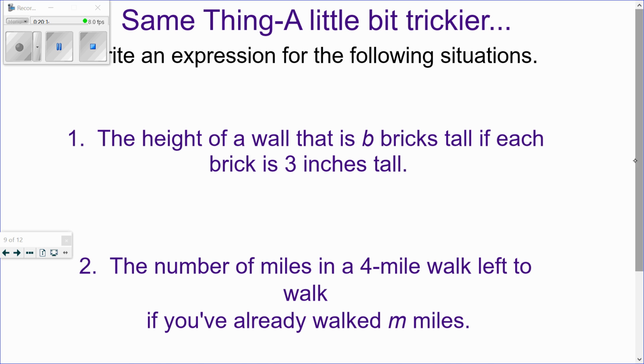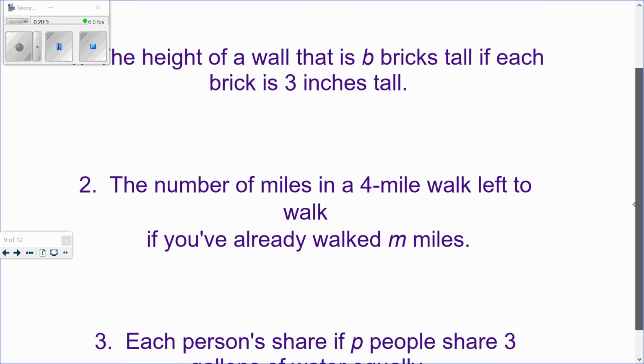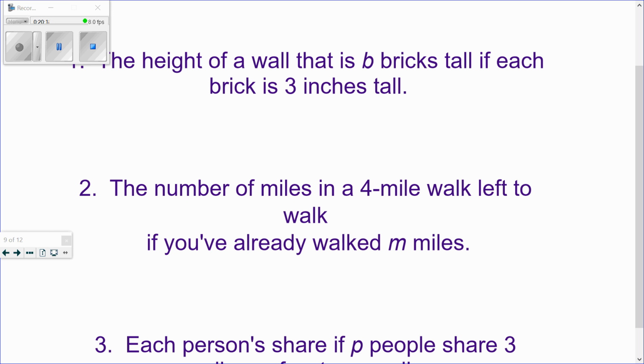These are kind of mini word problems. Let's say I want to write an expression for the height of a wall that is B bricks tall if each brick is 3 inches tall. I think personally, if you've got a variable that represents something in real life and you're not sure what exactly this expression is going to look like, it's a whole lot easier to wrap your mind around it if you think about that variable in terms of a number. Variable means it varies. I can plug in whatever I want. So pick a nice easy number, 10 bricks. There are 10 bricks and they are 3 inches tall. How tall is the wall?